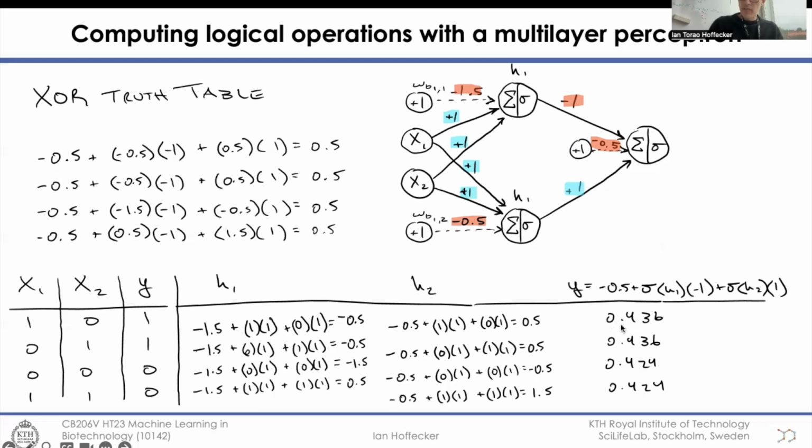And if we do that, we get this value of 0.436. And if we look at this, we have 1, 1, 0, 0 for our truth table. We have 0.436, 0.436, 0.424, 0.424. So if we were to set our threshold between 0.42 and 0.43, then we would be able to correctly classify these inputs as either 1 or 0 according to the XOR logic that we're aiming for.